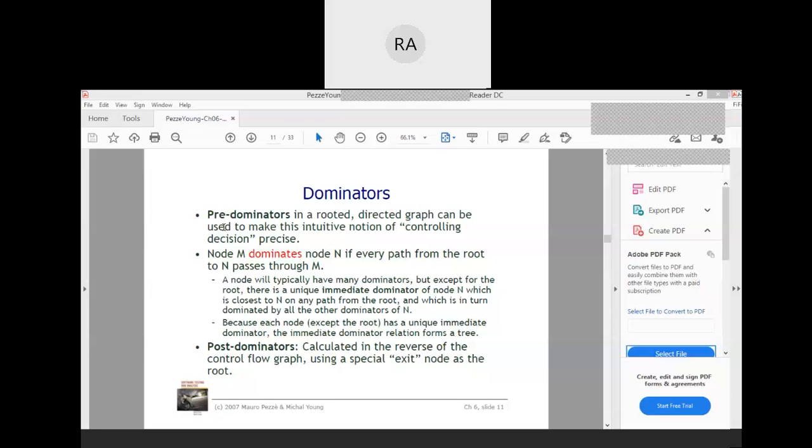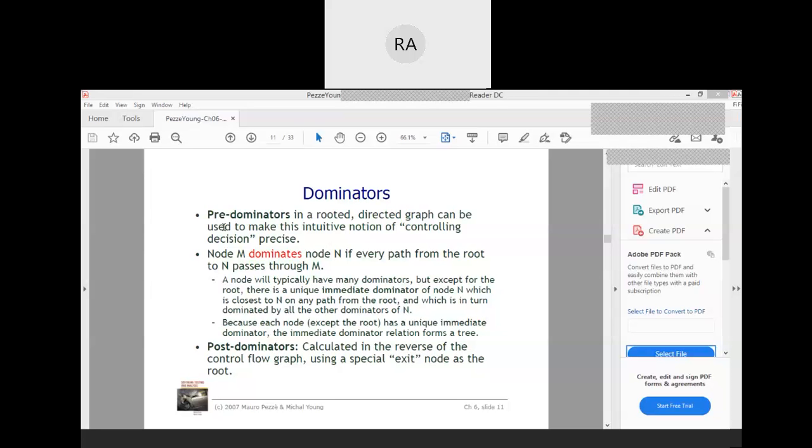Which one I call the immediate dominator. The node which is closest on any path from the root to the node which is under study, and which in turn is dominated by other dominators of the node which is under study, that node becomes the immediate dominator. We'll look into an example in order to know about these terminologies.